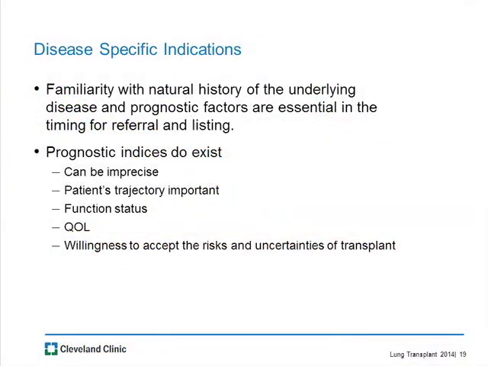One of the aims of the guidelines is disease-specific considerations, and familiarity with the natural history of the underlying disease and the prognostic factors are essential in the timing for referral and listing. There are prognostic indices that do exist, but these can be imprecise, and the patient's individual trajectory is very important to keep in mind. Also, as a referring provider, look at their functional status, their quality of life, and the willingness of this patient to accept the risks and uncertainties that go along with lung transplantation.